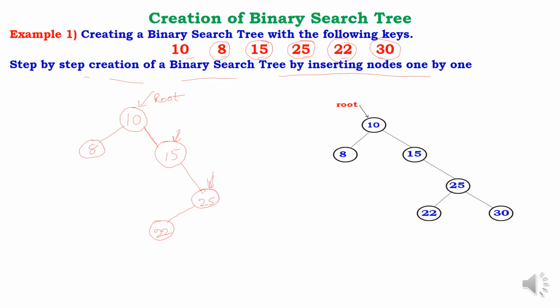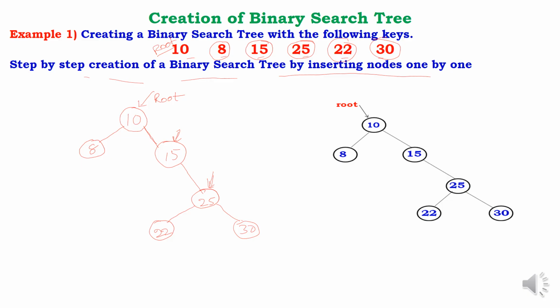Compare 30 with 25. Is 30 less than 25? No. Is 30 greater than 25? Yes. It should come in the right subtree. Is right null? Yes. So you can add 30 as the right node of 25. In this fashion we can add all the nodes. The first node is the root node, and the remaining nodes may be added using the conditions specified there.